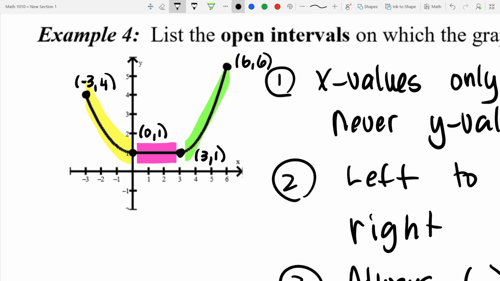Now I want you to take your pencil and very lightly cross through all of the second numbers in those ordered pairs. I need someone to raise your hand and tell me why we just did that. Because it's just X values, right? It's never Y. So I crossed them out so that I don't get confused.